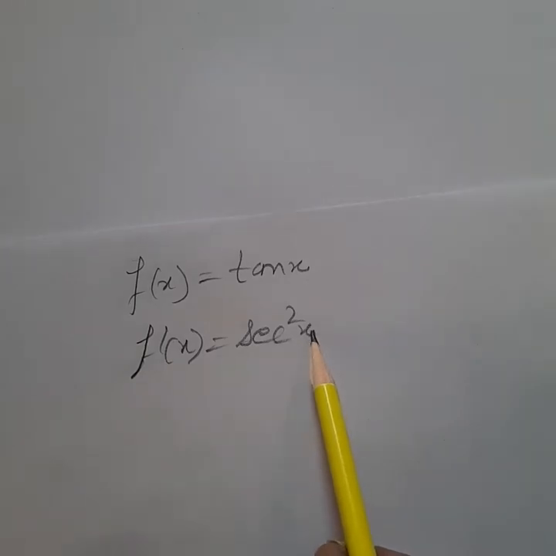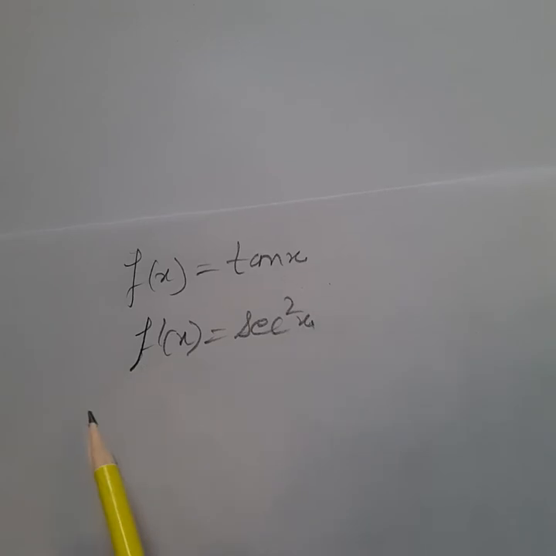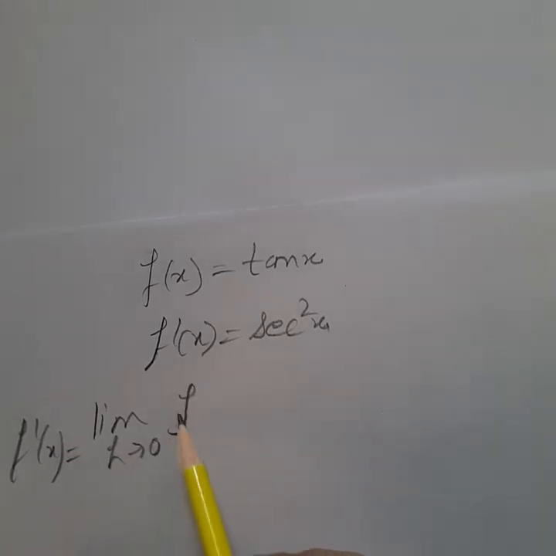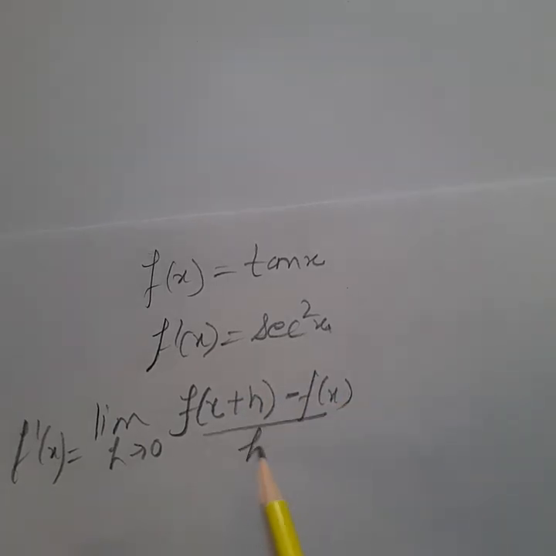If we solve it by definition, or you can say if we prove this step, then first of all you write your formula, that is f'(x) = limit h tends to 0 of [f(x + h) - f(x)] / h.